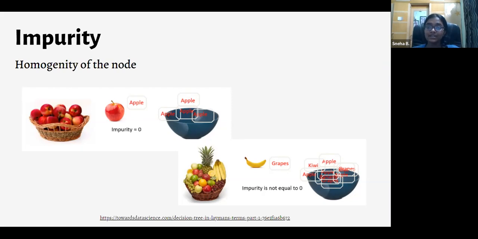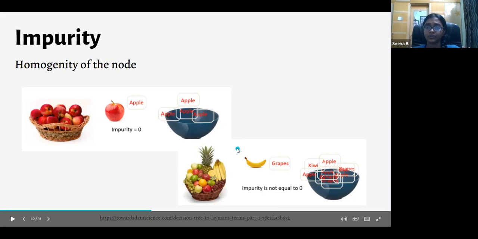So impurity is zero here. There is just simply one type of thing. That one type of fruit here we have is apple. So now let's check this fruit basket. It has a variety of fruits.